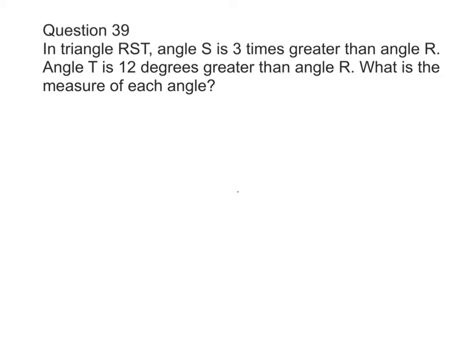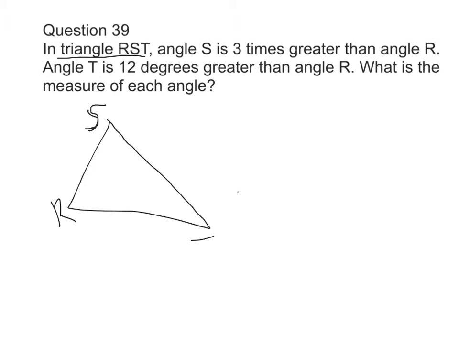But the first thing you should think about when you're thinking about question 39 and 40 is that it's talking about a triangle and there's no triangle pictured. So draw a triangle. It doesn't have to be a perfect triangle. Mine's going to be far from it. And then label it RST because that's the name of the triangle. It really doesn't matter which angle is what name.